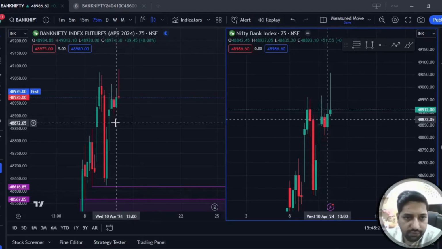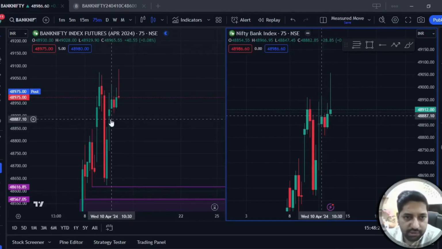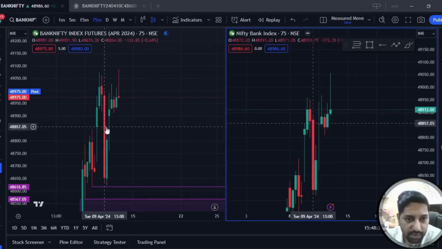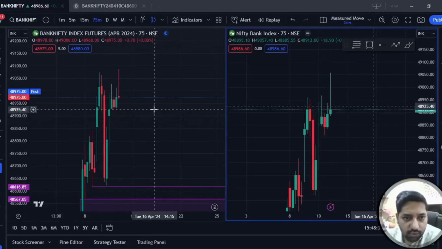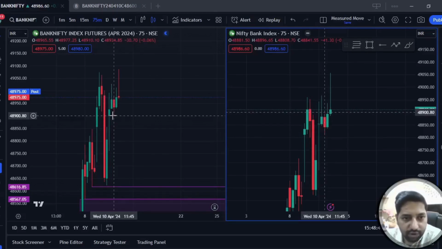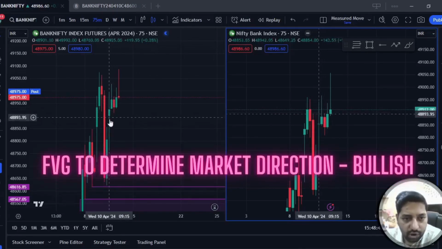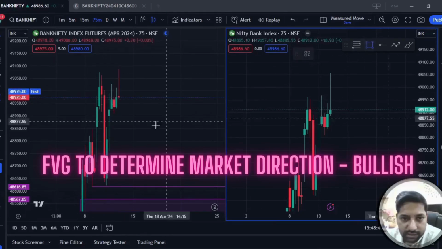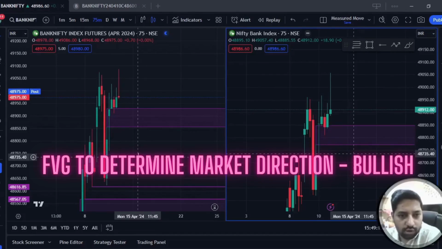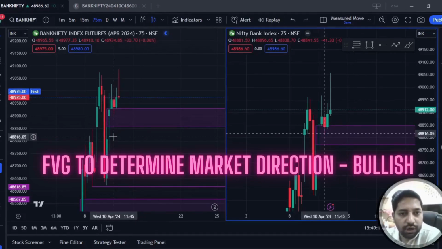Later, we waited for the second 75-minute candle to close because there was a good possibility of a fair value gap being formed here. So once the second 75-minute candle closed at 11:45, we got this gap. I'm going to highlight that gap. So as soon as that happened, we were going to look for a bullish fair value gap going up on our lower time frame.